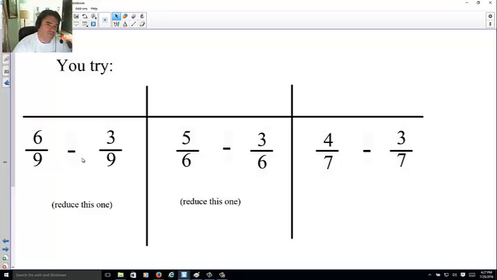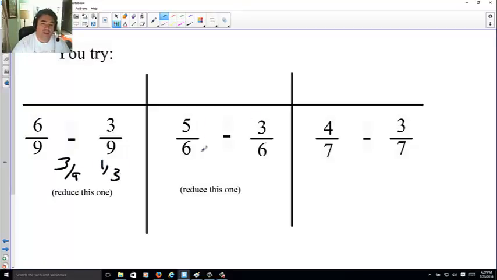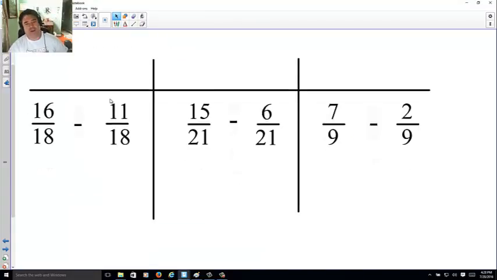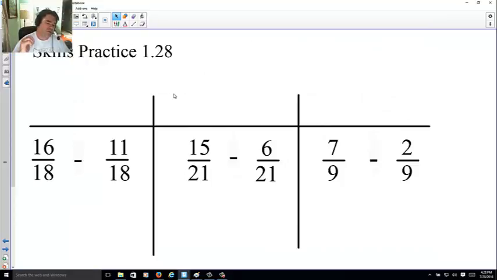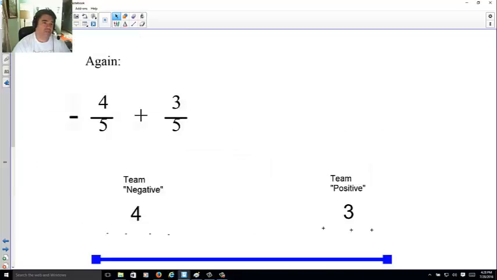Let's see how you do. All right. So 6 minus 3 is 3 over 9, and that makes 1/3. 5 minus 3 is 2 over 6, which also makes 1/3. And 4 minus 3 is 1 over 7. I hope you got all 3 of those right. Skills practice. Go ahead and pause, and let's see how you did. Did you get these? I hope you did.